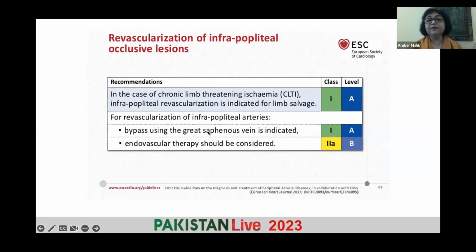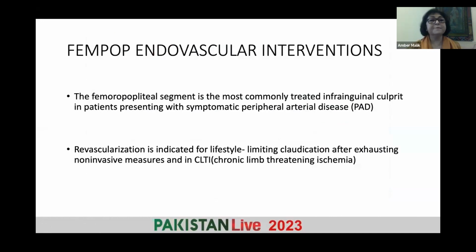Again, for infrapop, class one appears to be the great saphenous vein for surgery, but here we are doing endovascular therapy for infrapopliteal vessels. The fempop segment is the most commonly treated infrainguinal culprit in patients presenting with symptomatic peripheral arterial disease. Revascularization is indicated for lifestyle-limiting claudication after exhausting non-invasive measures and in CLTI.